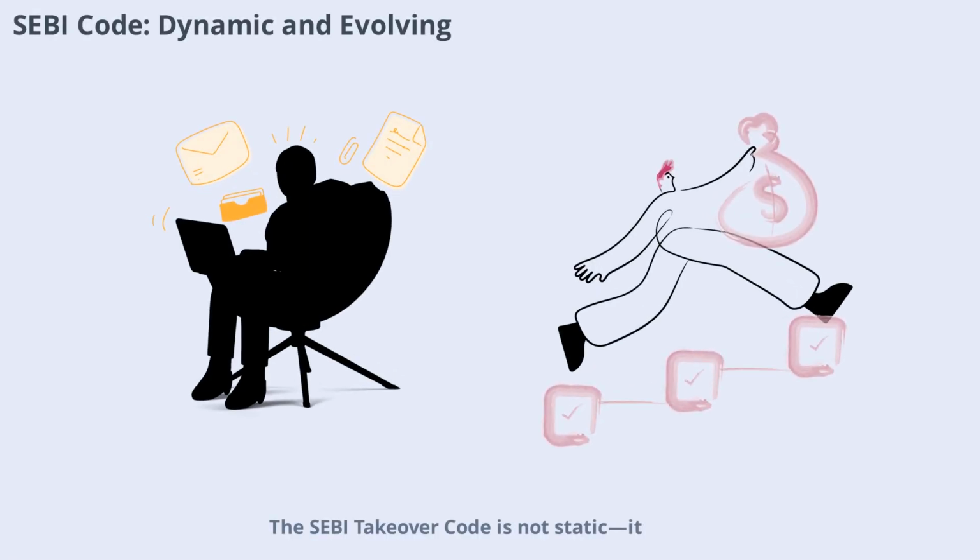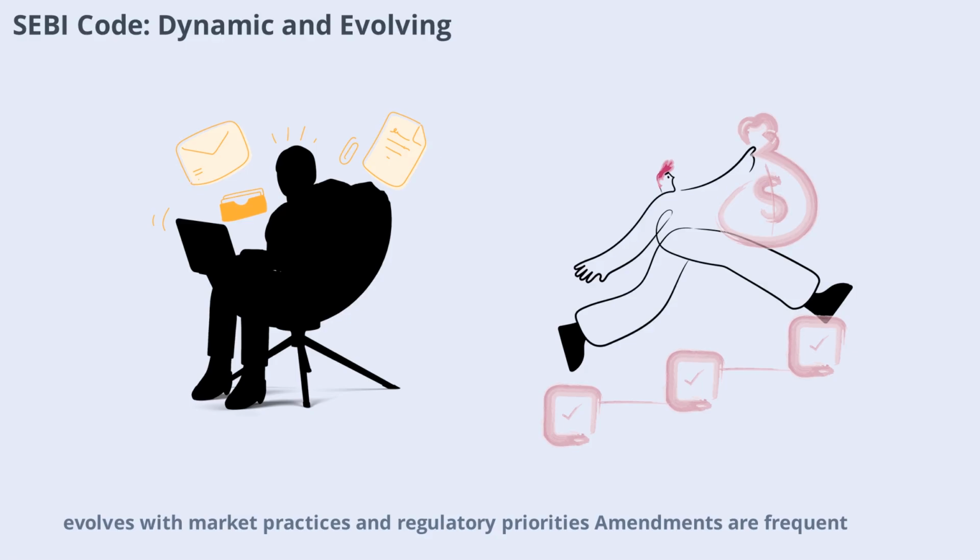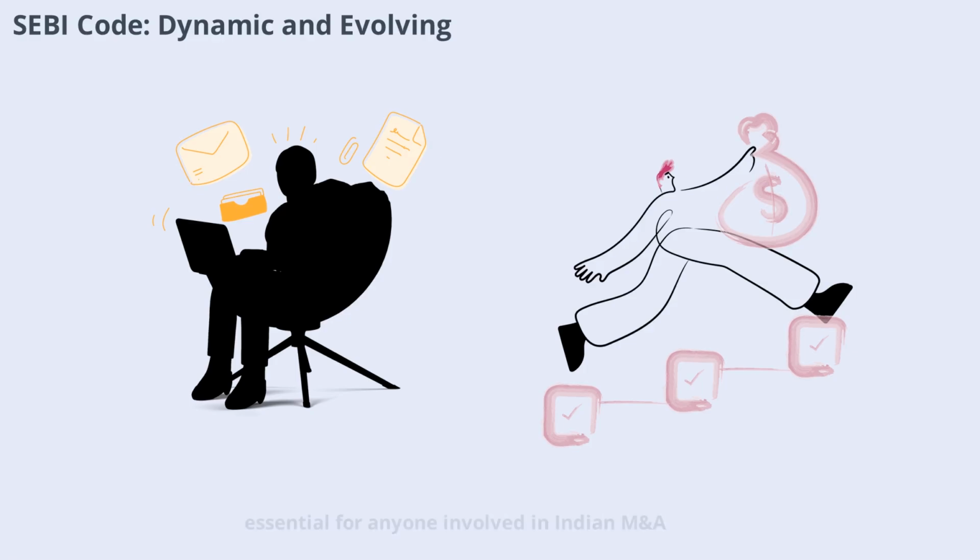SEBI Takeover Code is not static, it evolves with market practices and regulatory priorities. Amendments are frequent, especially compared to company law. Staying informed about the latest changes is essential for anyone involved in Indian M&A. The code's adaptability is a strength, ensuring it remains relevant in a rapidly changing market.